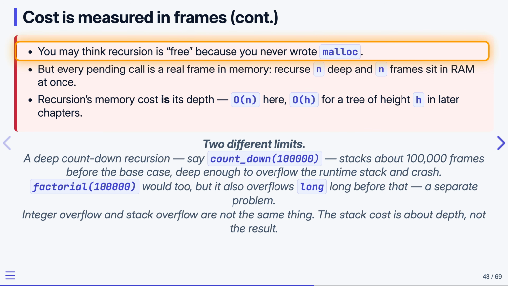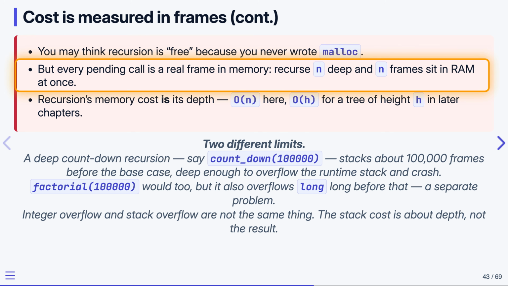Here is a common trap. You may feel recursion is free because you never called malloc. But every pending call is a real frame in memory. Go n levels deep, and n frames sit in memory at the same time.